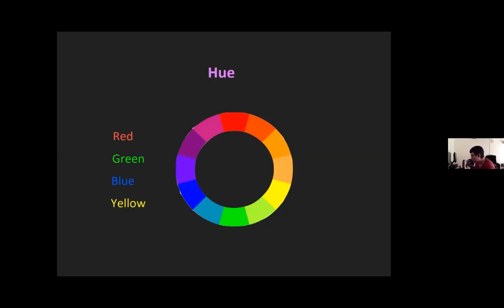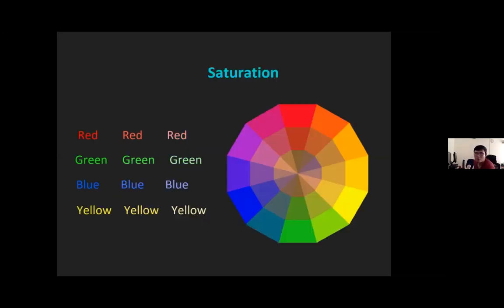So when there's hue, there's also saturation. Saturation basically is how intense the color is. Here is an example of saturation. Let's look at the red color. On the first red color here, you will see that wow, the red is so intense. And then the second one becomes lighter already. And when I go to the last one, it becomes even lighter. So that is saturation.